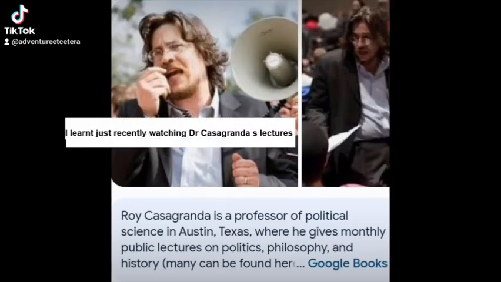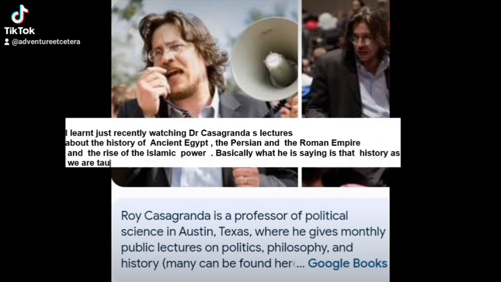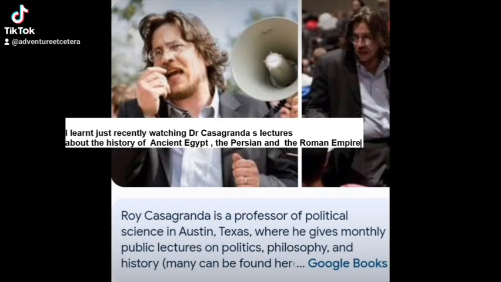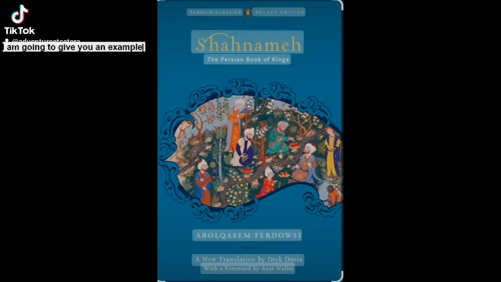I've been watching Dr. Cassandra's lectures recently, and he talks about the history of ancient Egypt, the Persian and Roman Empire, and the rise of the Islamic power. Basically, what he's saying is that the history as we are taught is not exactly true.